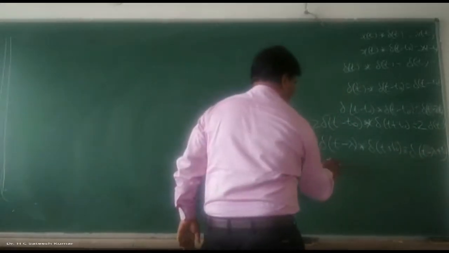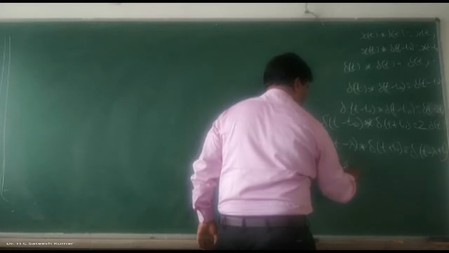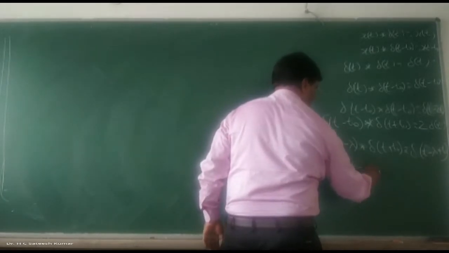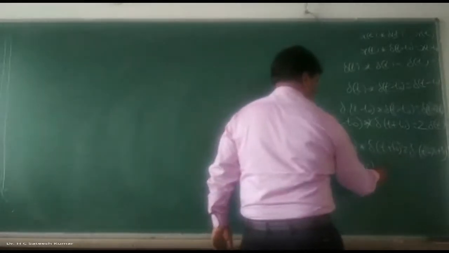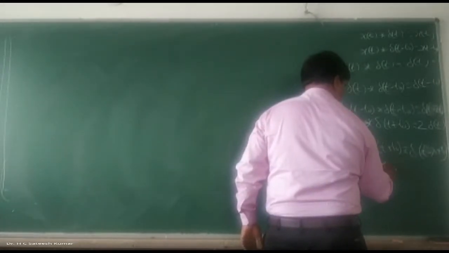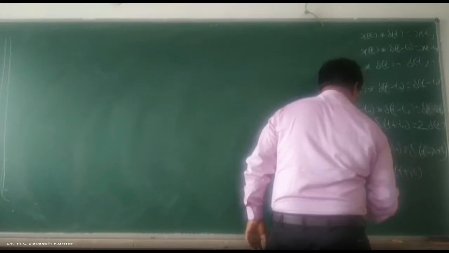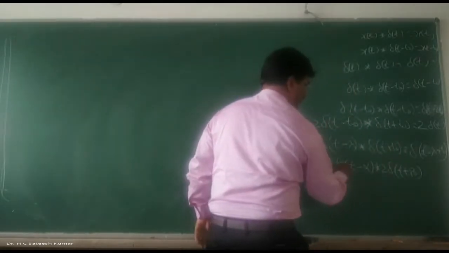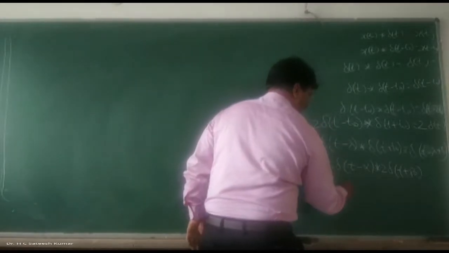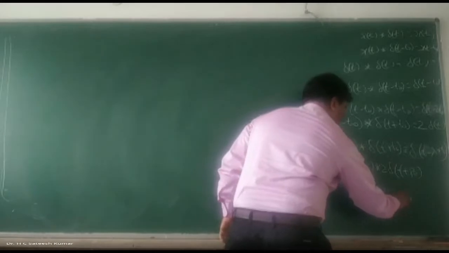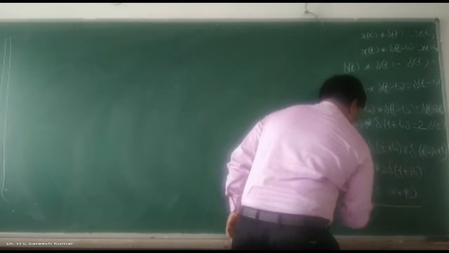Or let us say minus 3 delta of t minus alpha convolved with 2 delta of t plus beta. What will you get? Which is equal to 3 into 2, 6, so minus 6 delta of t minus alpha plus beta. Something like that, anything you can write.